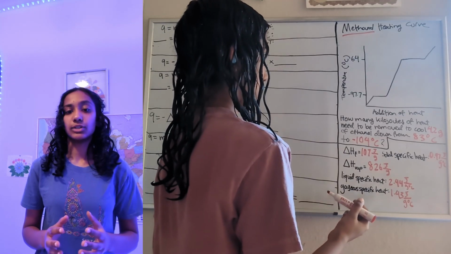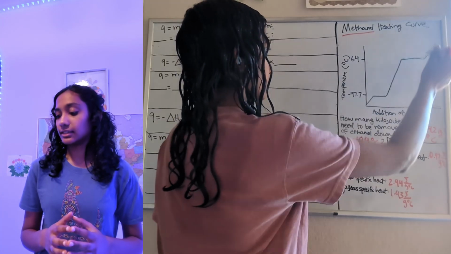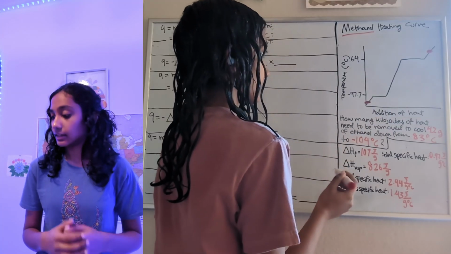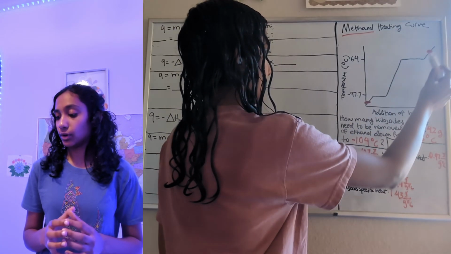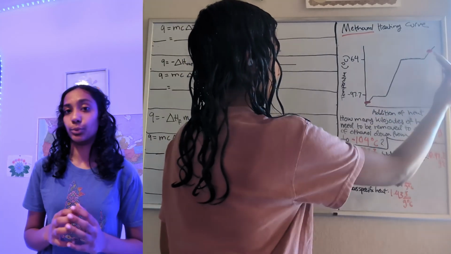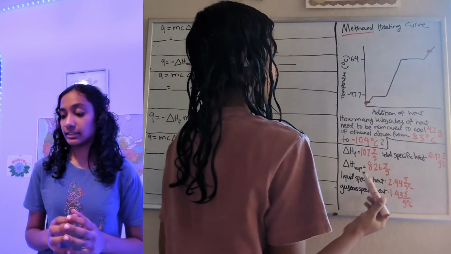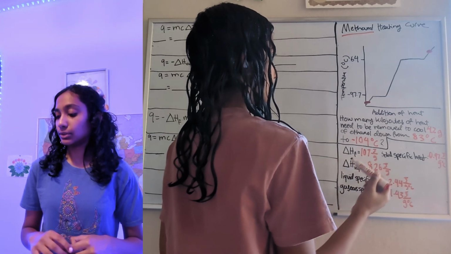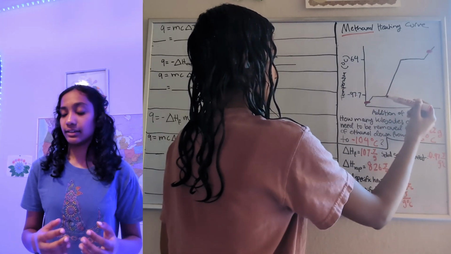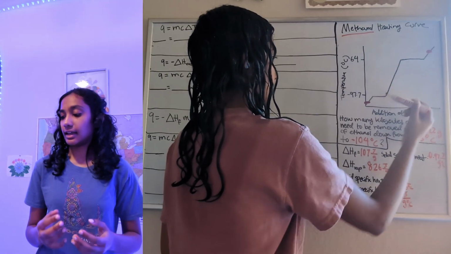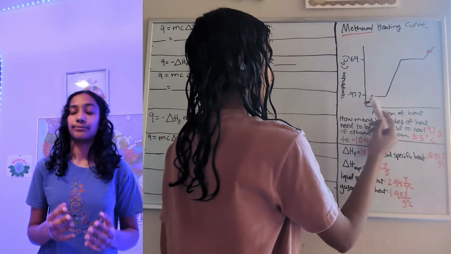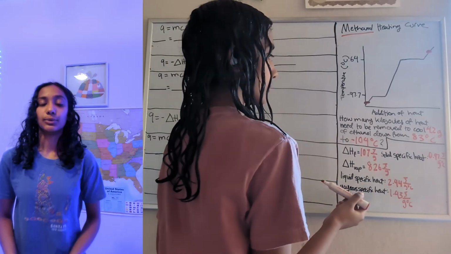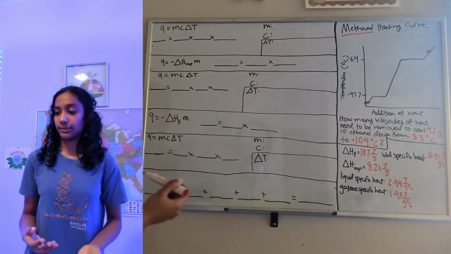So let's put these values on a heating curve. 83 degrees Celsius is right around here, and negative 104 degrees Celsius is right around here. To cool it down from 83 to negative 104, we first need to cool down the methanol to its boiling point, which is 64 degrees Celsius. Then, methanol needs to condense into a liquid. After that, it needs to be cooled down from 64 degrees Celsius to negative 97.7 degrees Celsius. And then after that, it needs to freeze. Finally, it needs to cool down from negative 97.7 to negative 104 degrees Celsius. With all these steps, it looks like we've got our work cut out for us.